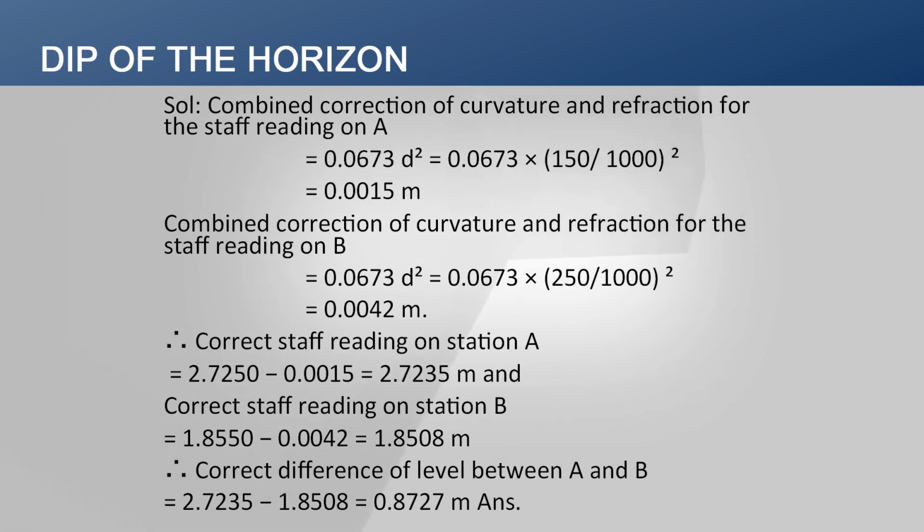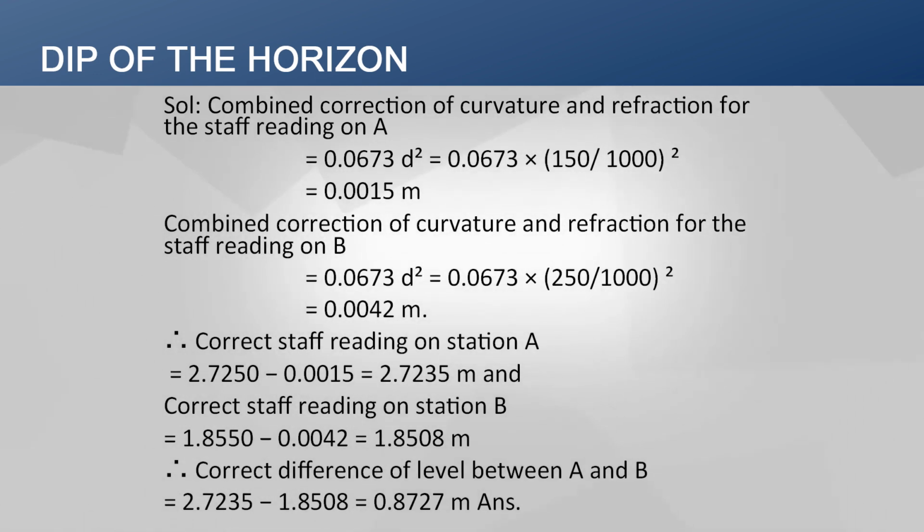As you know, the combined correction for curvature and refraction for the staff reading on A will be equal to 0.0673 into d square, which is equal to 0.0673 multiplied by (150 divided by 1000) whole square. We have converted 150 meters into kilometers, as d should be put in kilometers. So, it will result in 0.0015 meters.